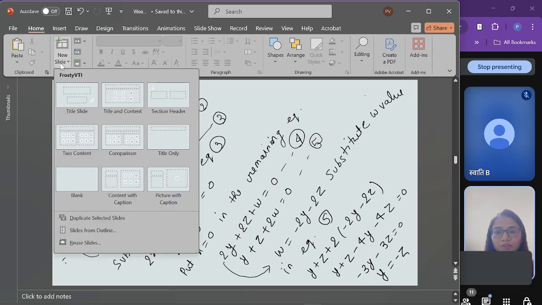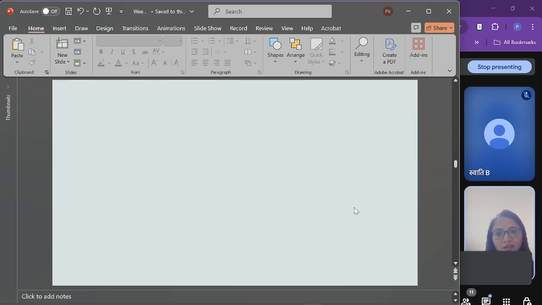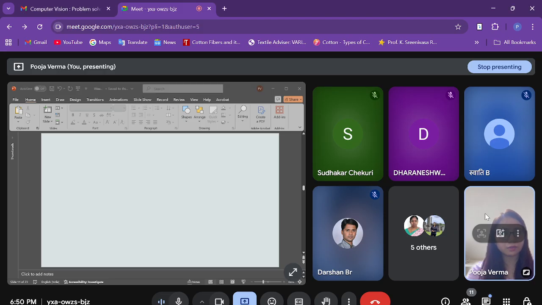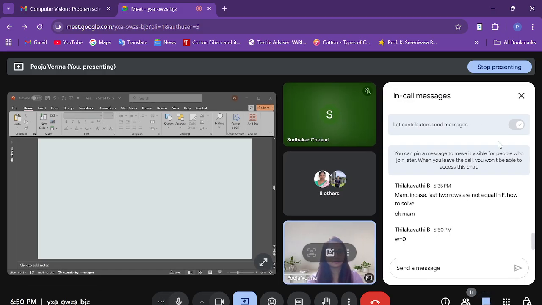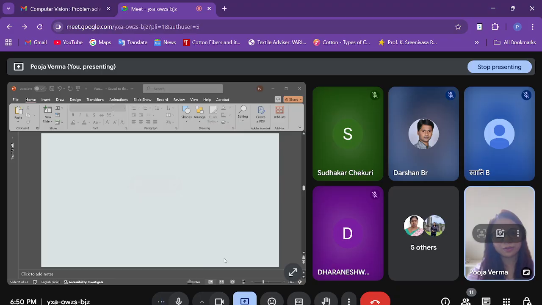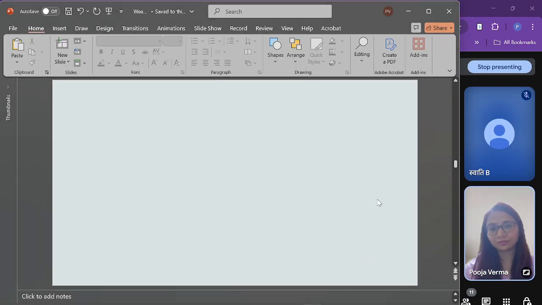So basically you have to solve these equations and get the values of x, y, z and w. Yeah, w is equal to 0. Yeah, right. You have solved it. Okay, so now solving the next.